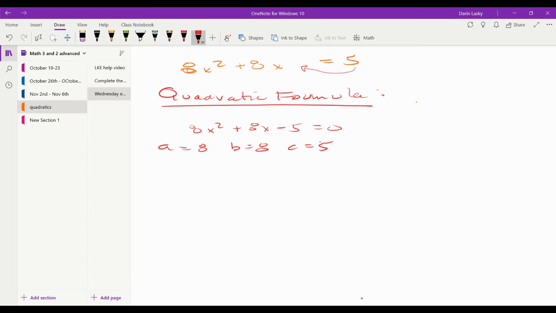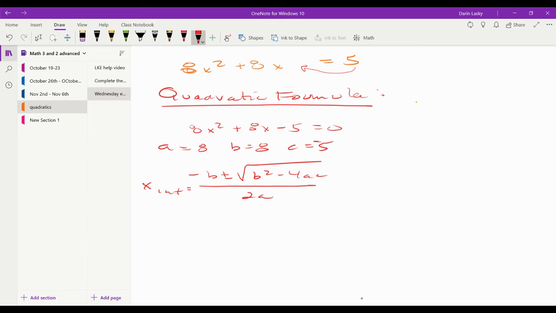Oops, -5. All right, so don't forget, if you're using the quadratic formula, you've got to memorize it. Negative b plus or minus the square root of b squared minus 4ac, all over 2a. And that gives us our x-intercepts. So these are our solutions.